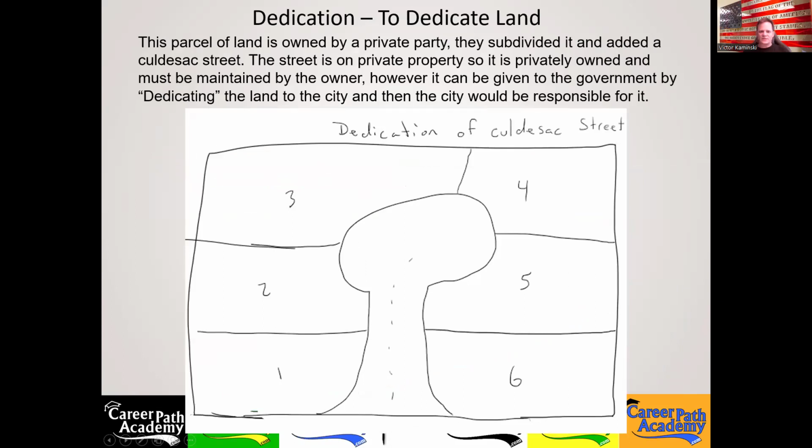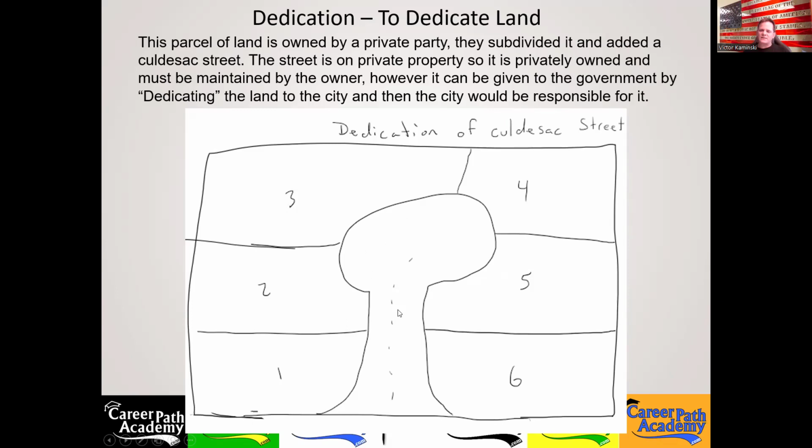Now, what about this one? This entire thing is one person's property, right? And the street is out here. So they built a cul-de-sac. I didn't do a good job making this as round as a regular cul-de-sac street would be. But this is the street that they built going into his property off the main road. And then he subdivided his property into 6 lots and built 6 houses and sold the 6 houses.